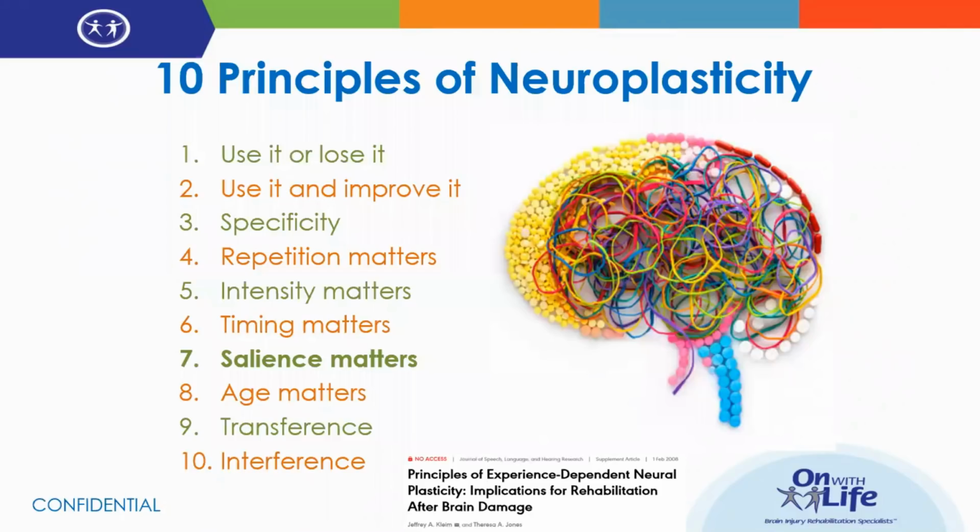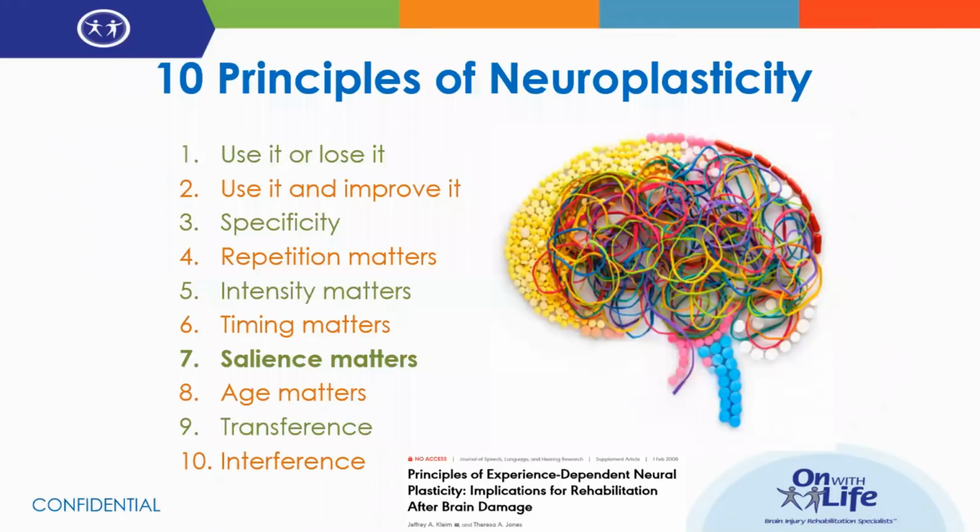So the first one is use it or lose it. And basically what this means is that if you do not use a function, or if you stop using a function, that function and that function's representation in the brain will weaken. What I think of most commonly when I think of the concept of use it or lose it is individuals who are hemiparetic, who have lost the ability or have reduced ability to use one of their upper extremities, either their right hand or their left hand.